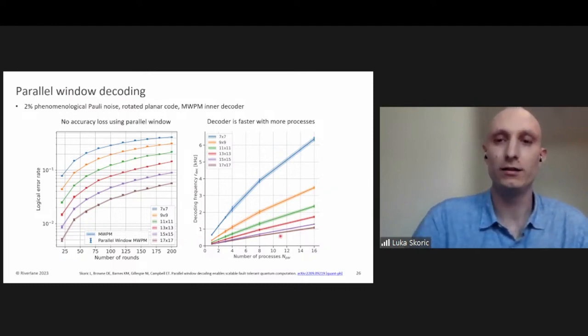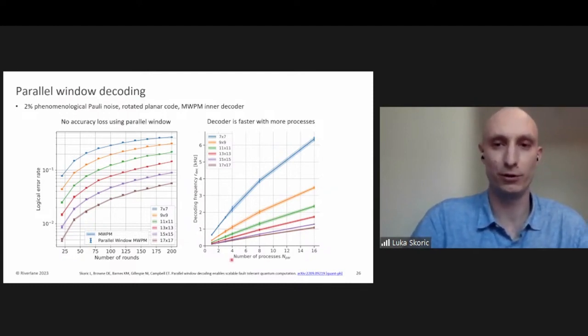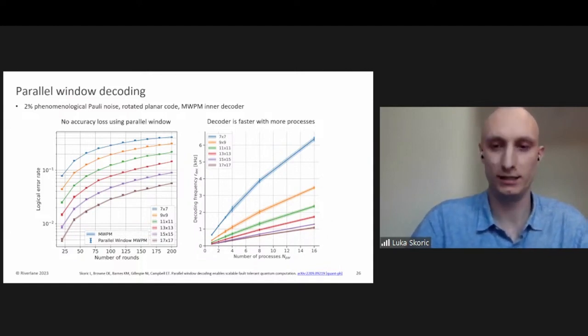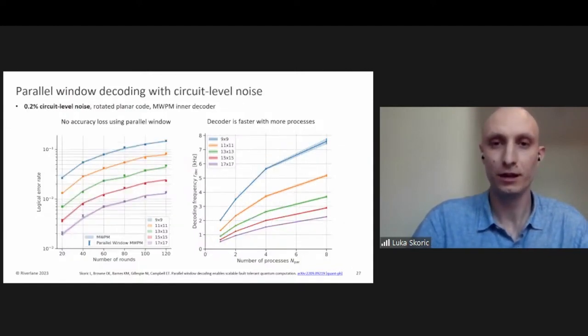But now on the right, we see that as we increase the number of processes, the decoding speed or decoding frequency increases linearly. So this means that for any code size, and irrespective of how fast our decoder is, as long as we can have enough parallel processes, we can have high enough throughput so that we avoid this backlog problem.